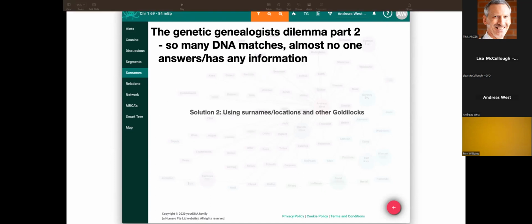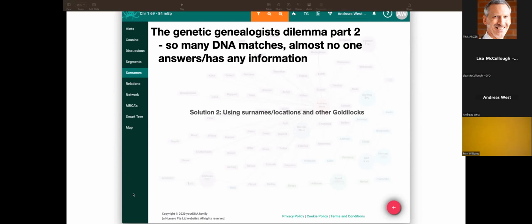The solution to all of this, in my opinion, is to focus on surnames, on locations, and some other Goldilocks that are there. So there is a treasure trove of information, even in databases like 23andMe, where the main part of their customers do the DNA test because of their health offerings. I would say probably 70 to 80% of the people do that. So it's natural that they don't have any interest in genealogy, and hence don't reply. But there are some people that are replying and give some information about surnames and location.